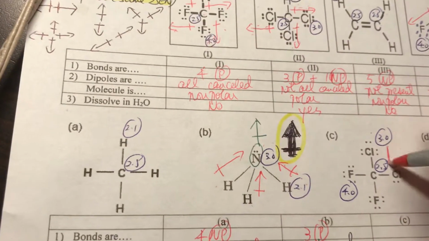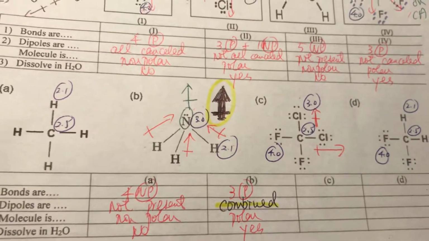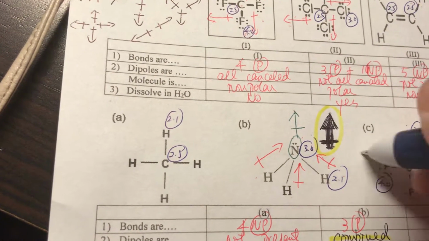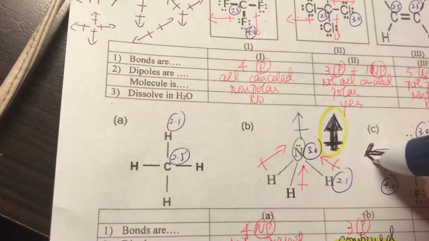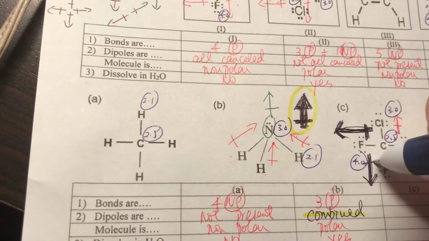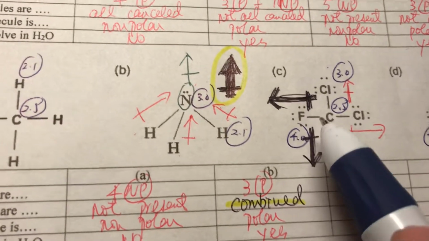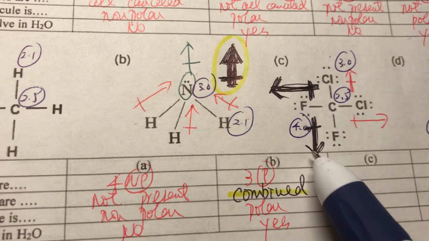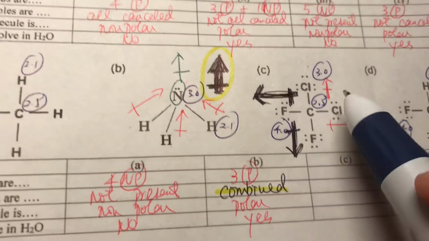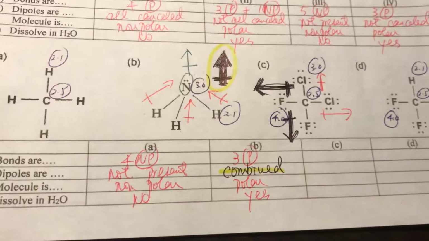So I'm going to use the red pen to represent the first pair. And then I'm going to use a black, thicker one. The thicker one means the bigger delta EN, because for F and C, the difference is 1.5, so it's a bigger delta EN. So I'm going to draw a thicker dipole to represent a bigger delta EN. C and Cl, the difference is only 0.5. So I'm going to draw a red dipole, thinner.